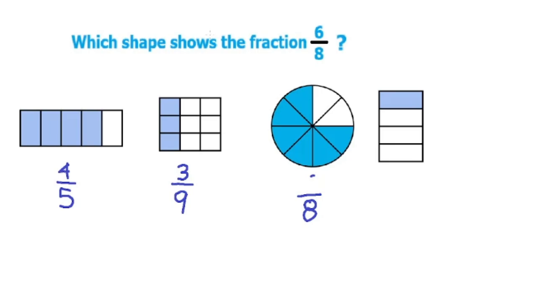So the one that's showing us 6 over 8 is this one. So that's what 6/8 looks like. So let's circle that one as the answer. And we'll circle it in red.